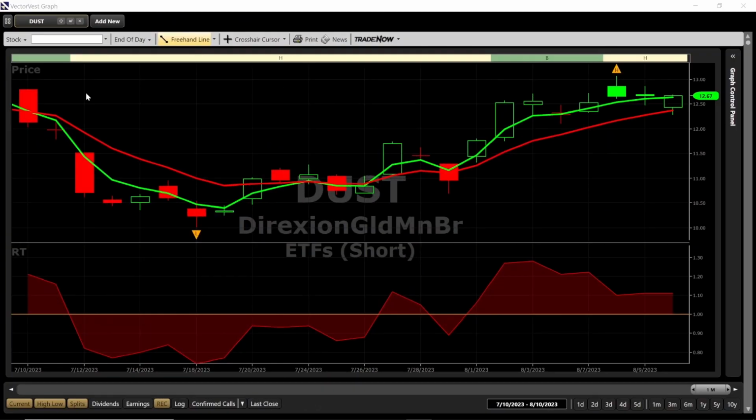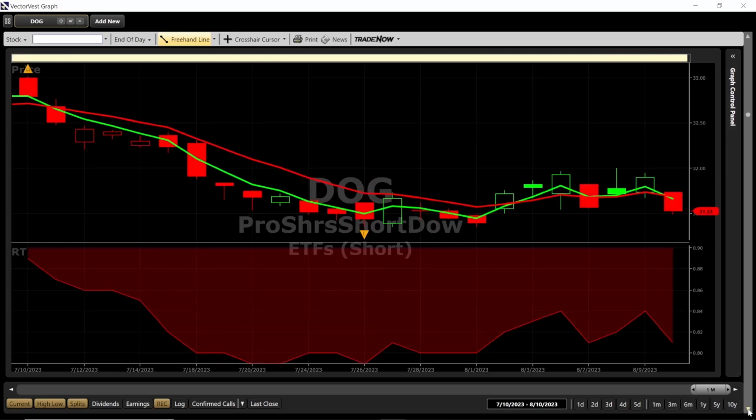First on the list, we do have Dust. If we see here, nice price action from bottom left to upper right. The 3-day exponential with the green line here represented is above the 8-day exponential, showing that momentum continuing to the upside, and RT is currently above 1. Next, we have DOG. This plays the Dow Jones Industrial to the downside. If we see here that the 3 just crossed below the 8-day exponential moving average, and RT relative timing once again is starting to slip.